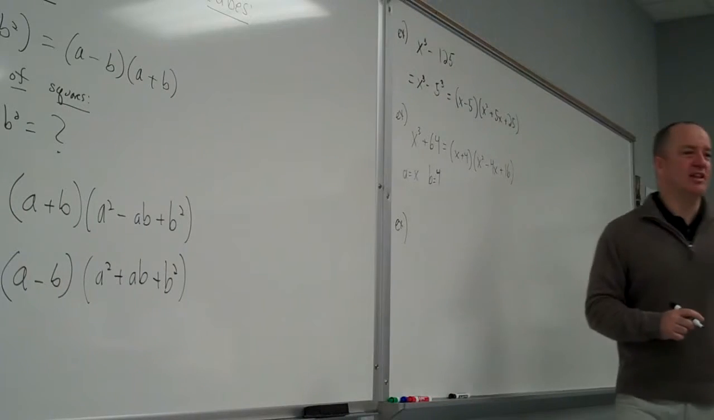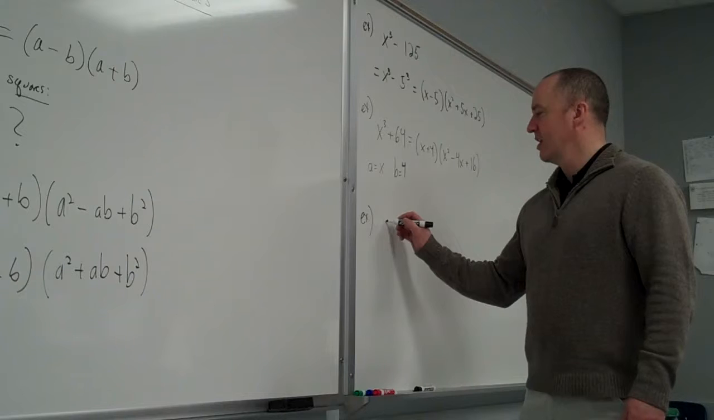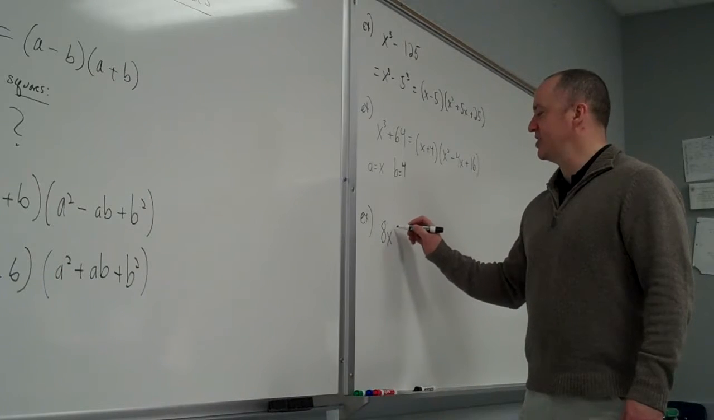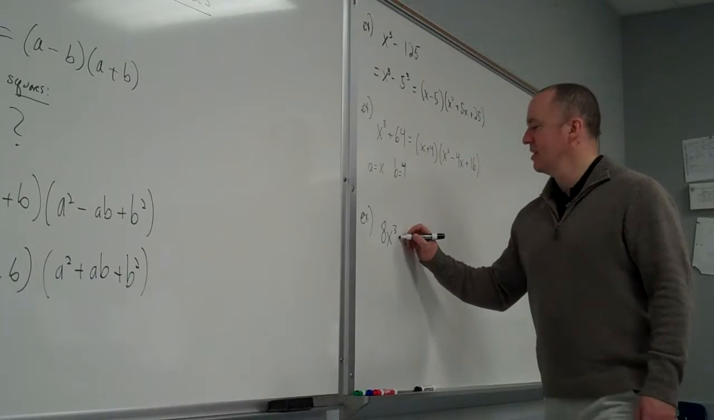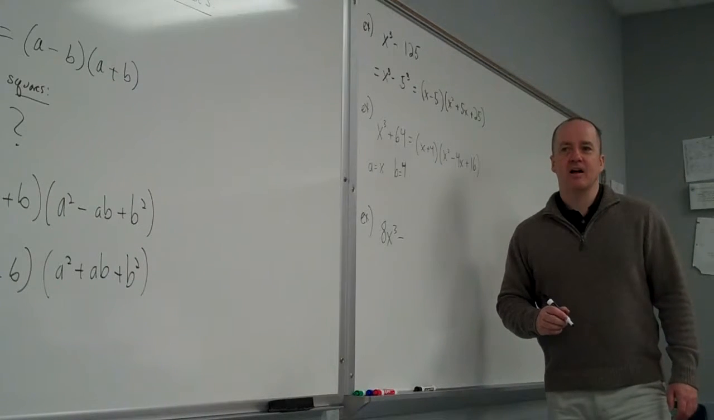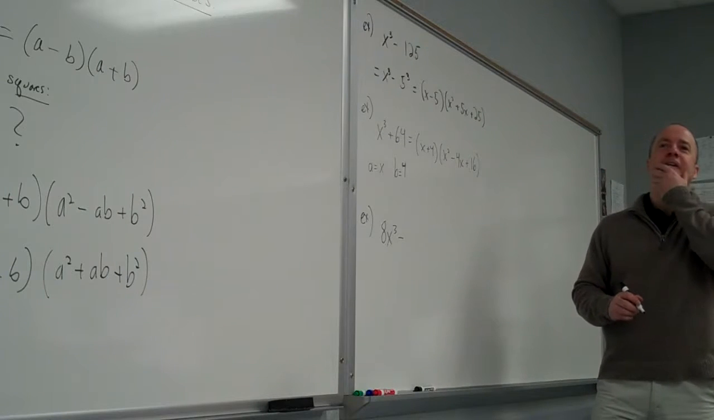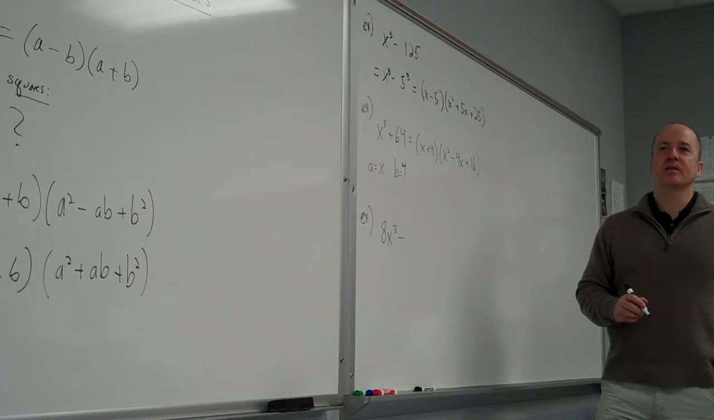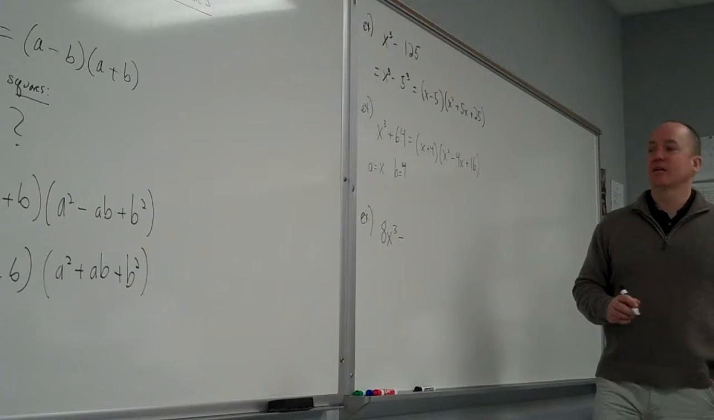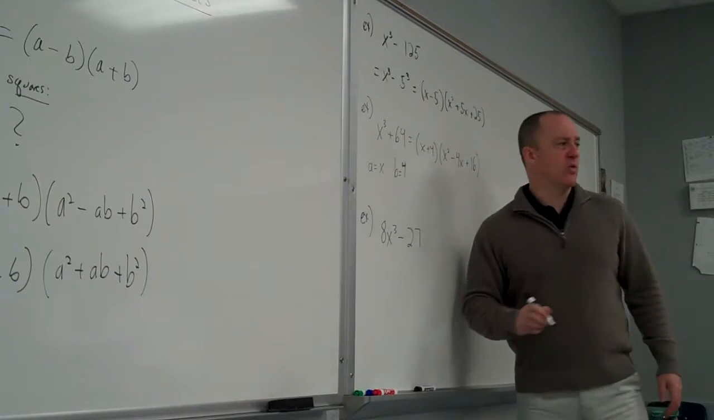Okay, here's another one that's a little bit harder. Okay, you ready? 8x cubed minus, running out of perfect cubes that I know. No, wait, that might be a common factor. Hang on. 24? No. Okay, this will work. That's an easy one. 8x cubed minus 27.